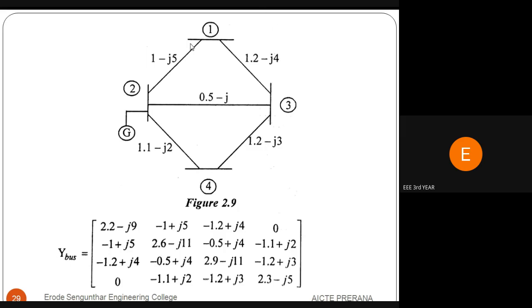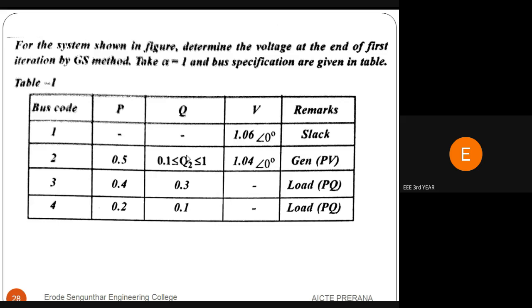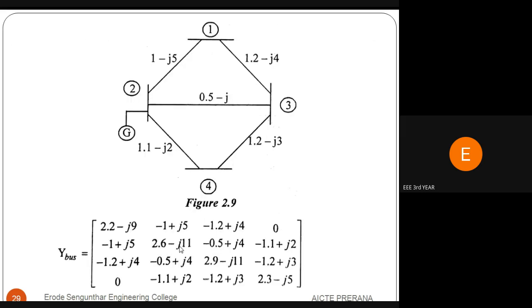This diagram is given in the problem itself, don't get confused. I have no space there, so I am mentioning it here. From this diagram, we have to form the Y bus matrix. First of all, we want to find the Y bus matrix for the Gauss-Seidel method. Without Y bus, we can't solve the problem, we can't find the new voltage. So from this diagram, we have to calculate the Y bus matrix.